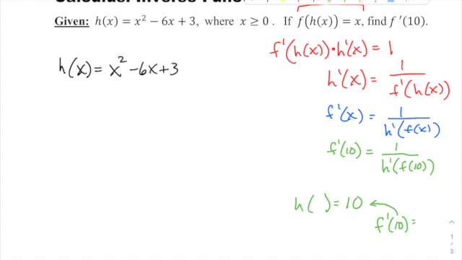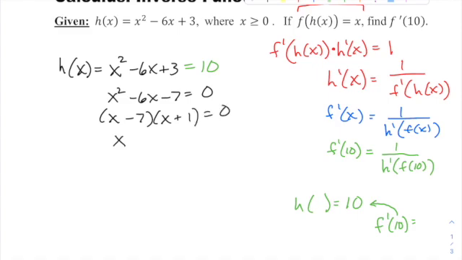And set it equal to 10. And I'm going to solve for the x value that makes this true. So a little algebra here, subtract 10, you get x squared minus 6x minus 7 equals 0. A little factoring, what multiplies to negative 7 adds up to negative 6? Negative 7, positive 1, which means we have two solutions, two times when that h value will equal 10.